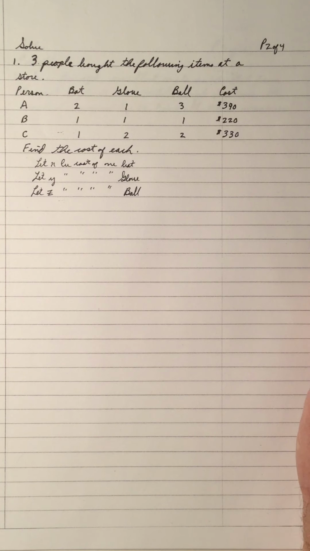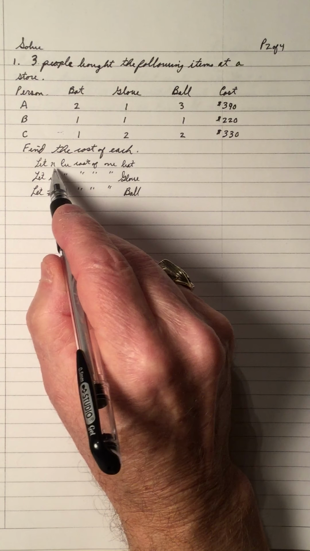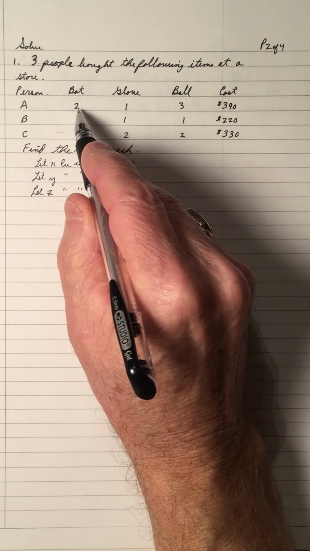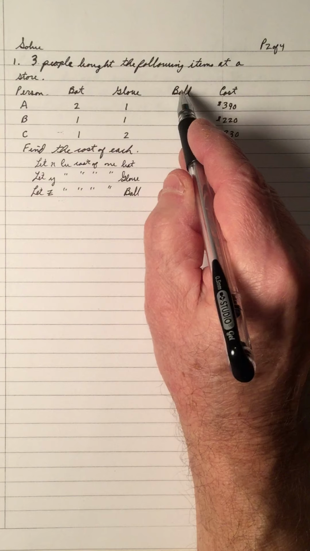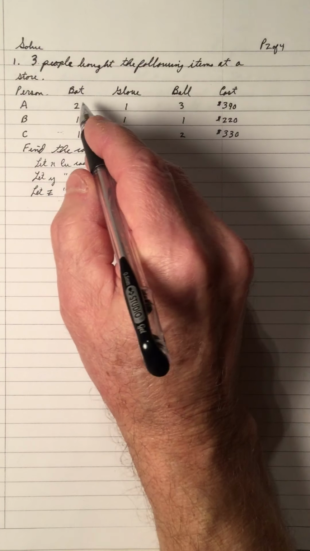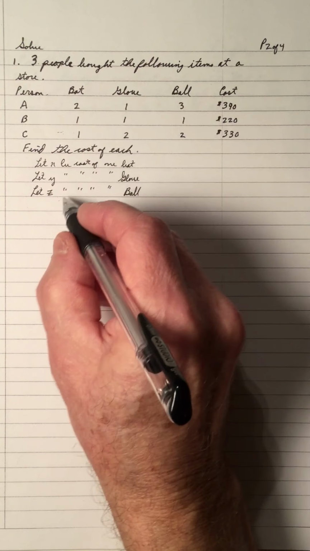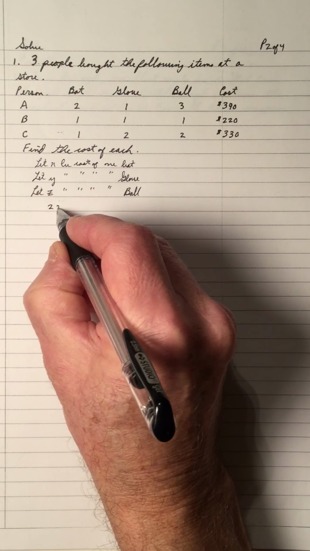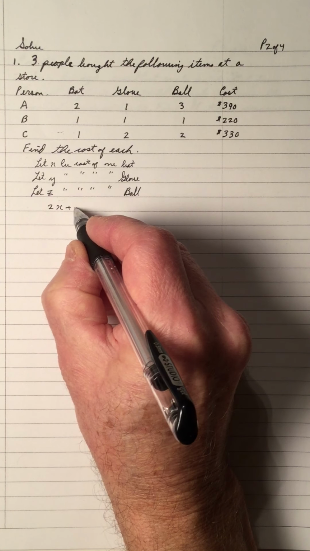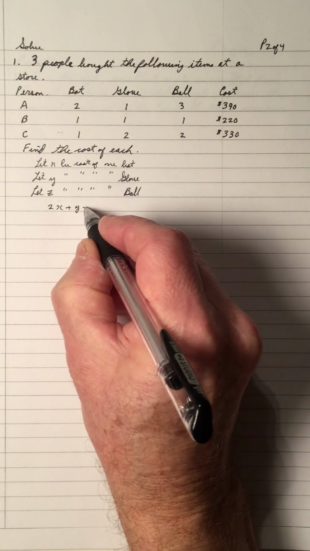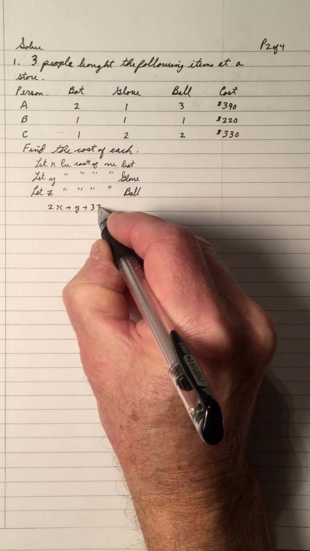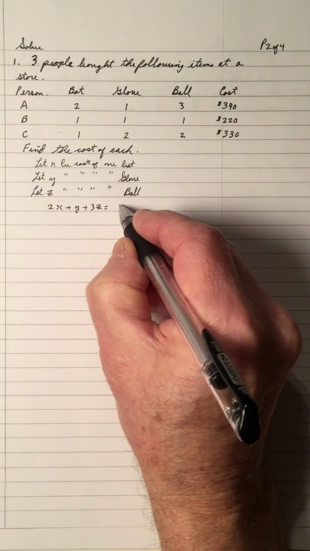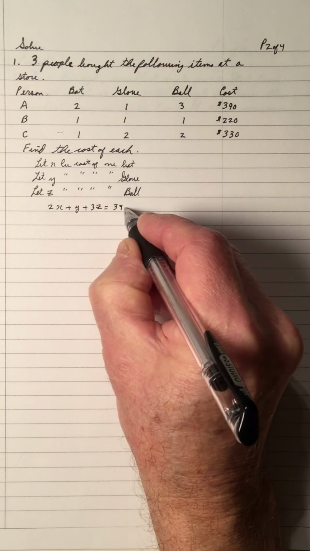Okay, now that means that because X represents the cost of the bats, Y is the cost of the glove, and Z is the cost of the ball, 2 bats is 2 times X, 1 glove is 1 times Y, 3 balls is 3 times Z, and if you bought all of them, you'll get $3.90.